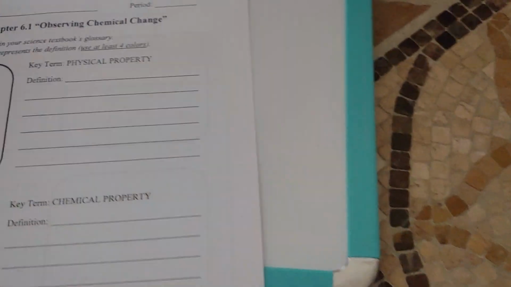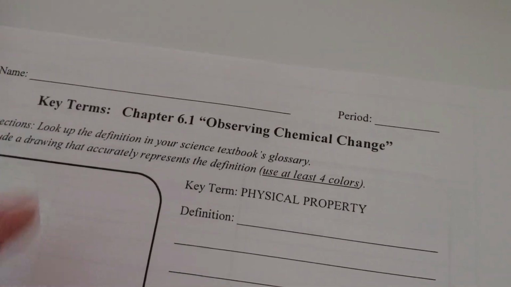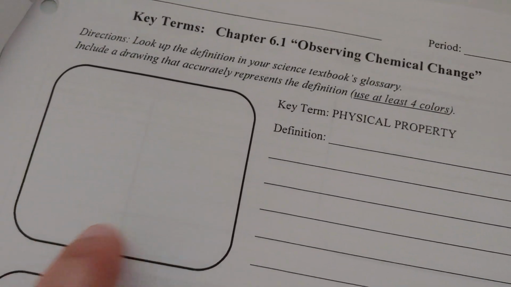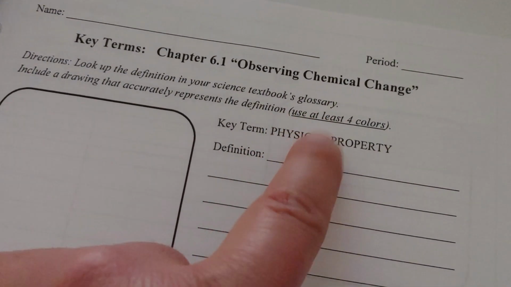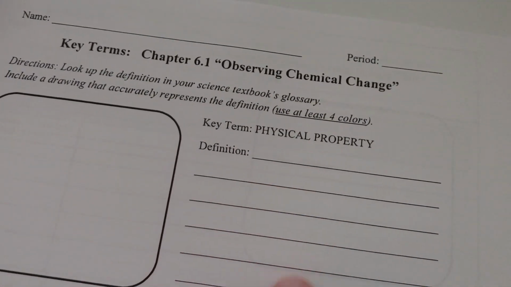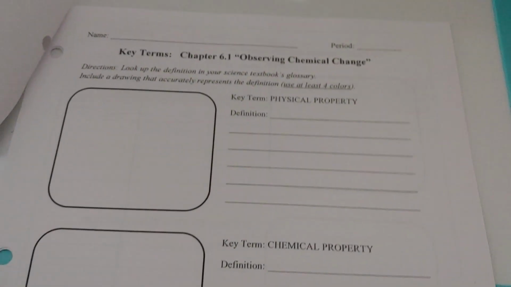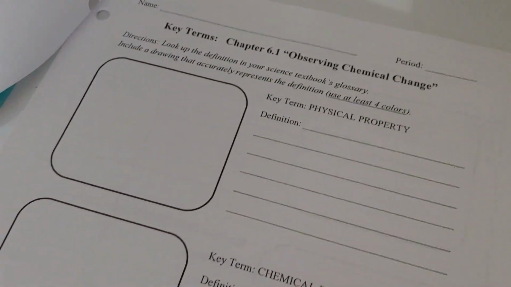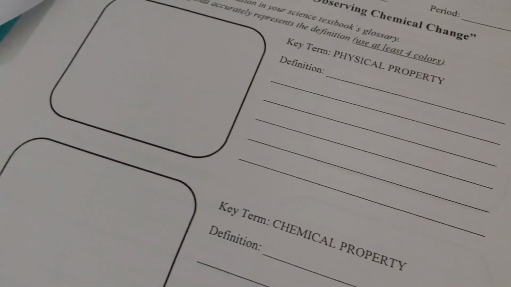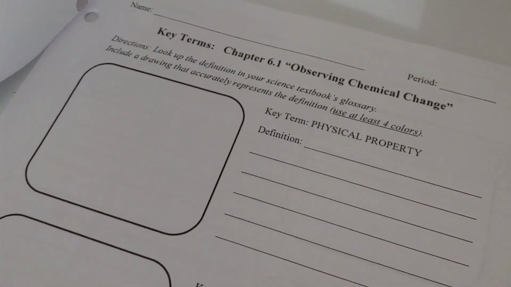Before we begin on the notes, be aware that we still have key terms. As always, you need to do the picture in the box, and you have to use at least 4 colors, and then the definitions have to be looked up in the back of the book. You do need your science book to do this, and also for your homework packet, you will need your science book to do the reading and note-taking worksheets.